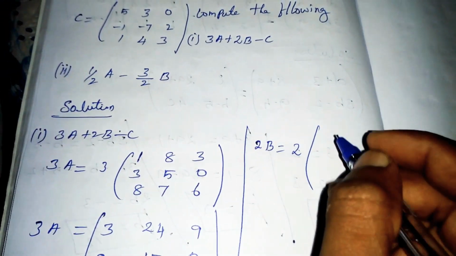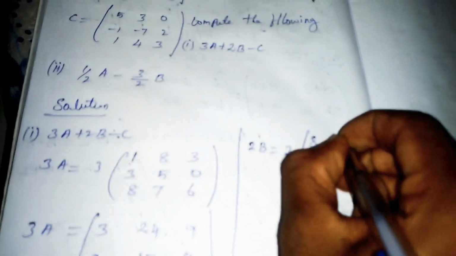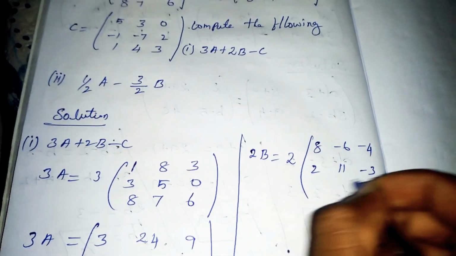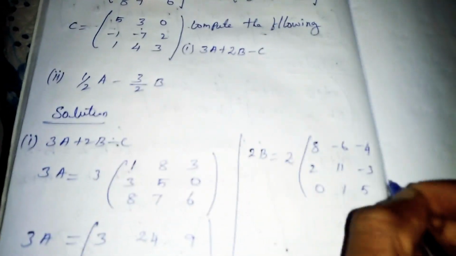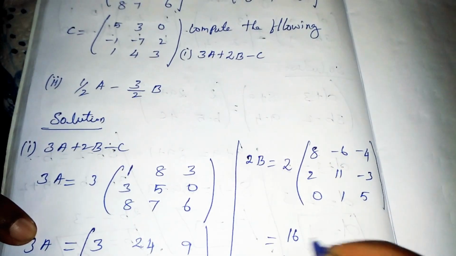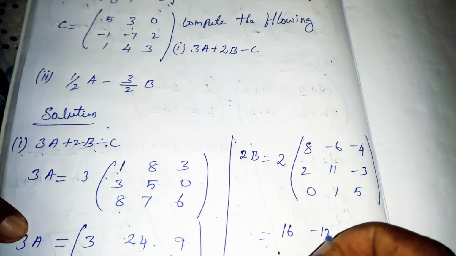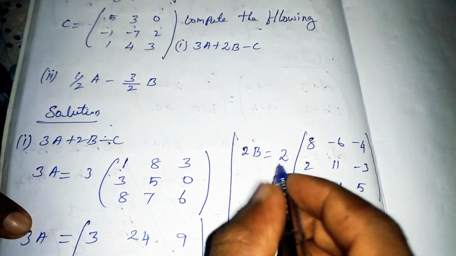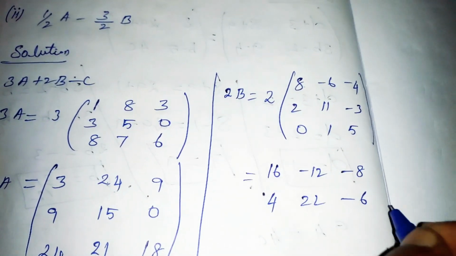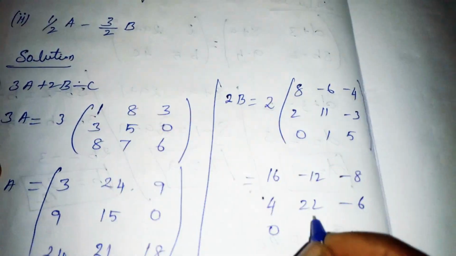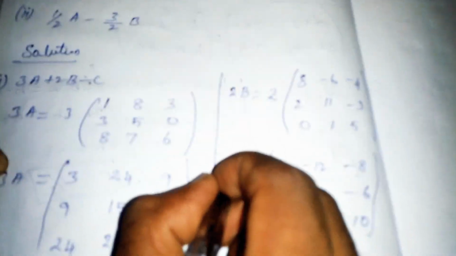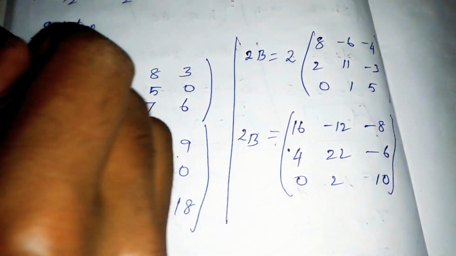Next, going to find 2b. 2 into b, what is the b? 8, minus 6, minus 4, 11, minus 3, 0, 1 and 5. Multiply now: 2 into 8, 16; 2 into minus 6, minus 12; 2 into minus 4, minus 8; 2 11s are 22; 2 into minus 3, minus 6; 2 into 0, 0; 2 into 1, 2; 2 into 5, 10. That is 2b.